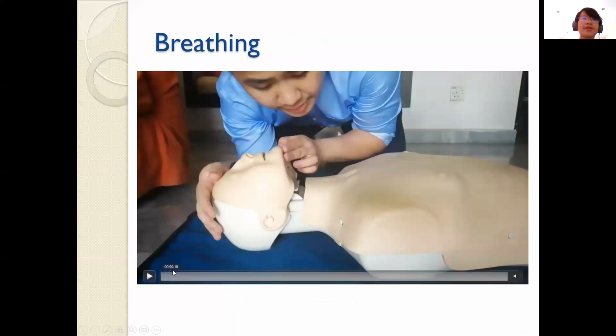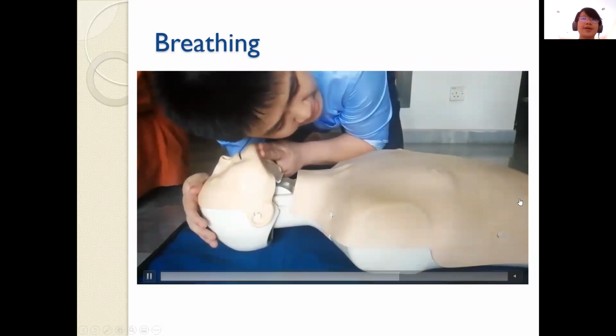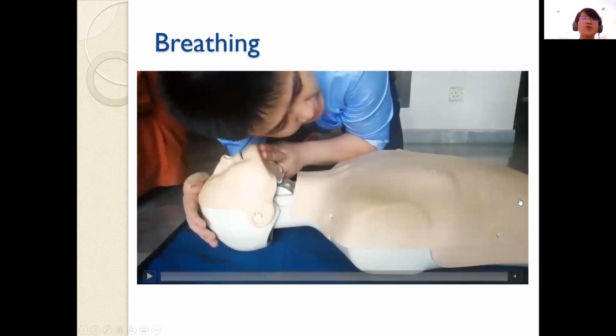And this is how you check for breathing. Open airway and then put your ear over here, your cheek area over here. Look at the chest rise. Listen for the breath sounds and feel the warmth against your skin. That's how you check for breathing. That's B. So we went through A, B. The next one you do is C.